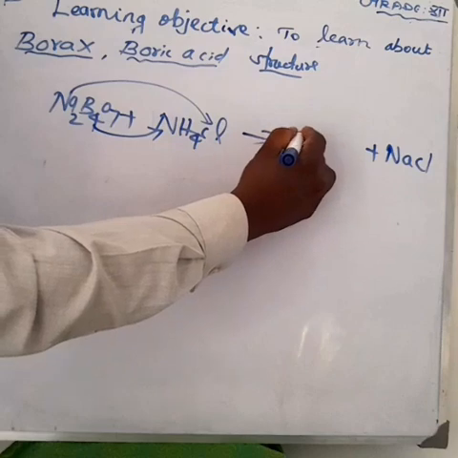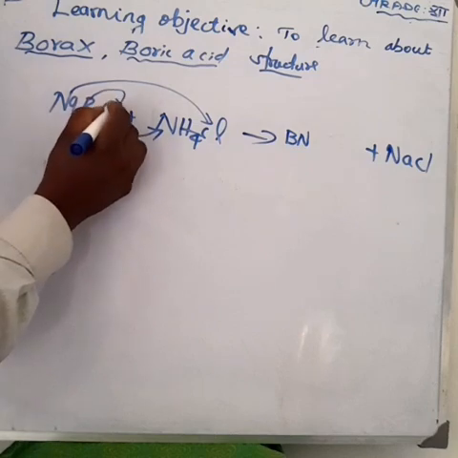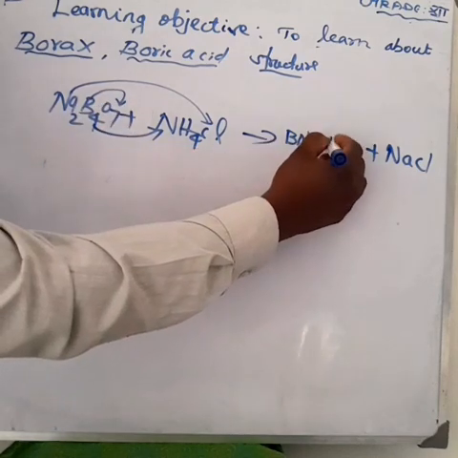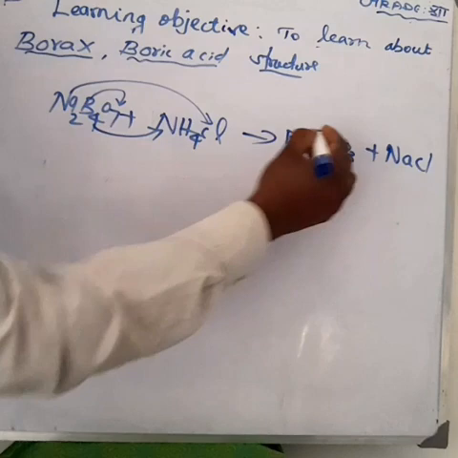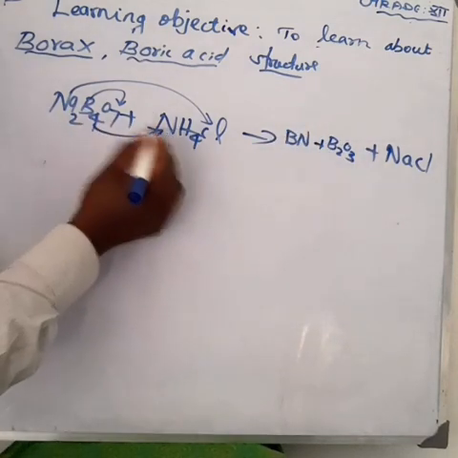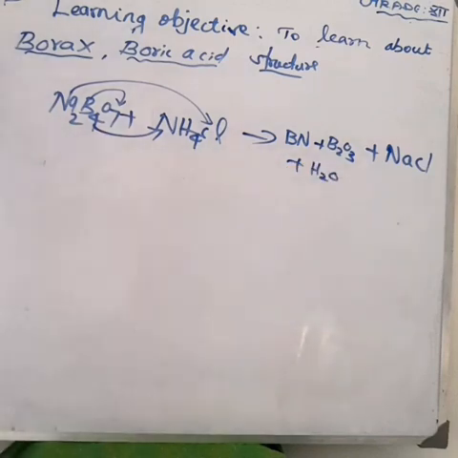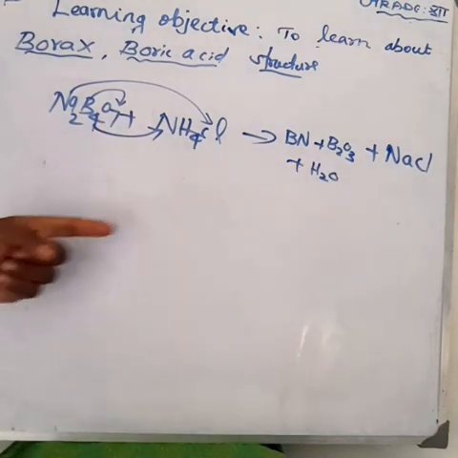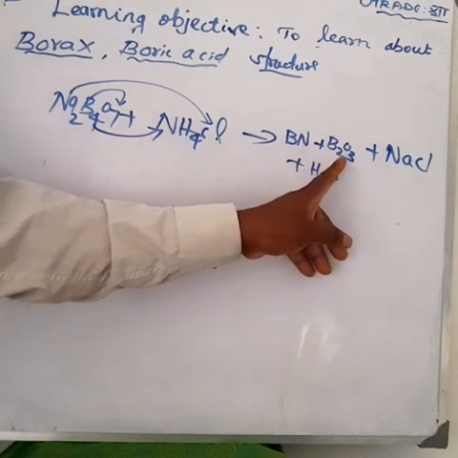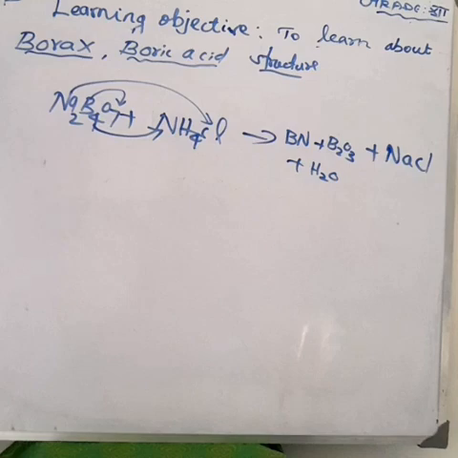We get boron nitride, that is BN. This boron combines with this oxygen, we get B2O3, and this hydrogen combines with oxygen, we get water molecule. Am I right? Yes or no? So which are the possible products here? Sodium chloride, boron nitride, boron trioxide, and also water molecule.